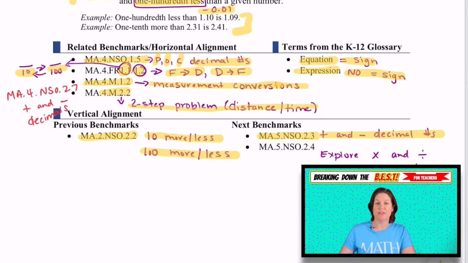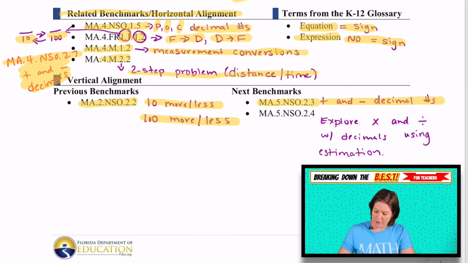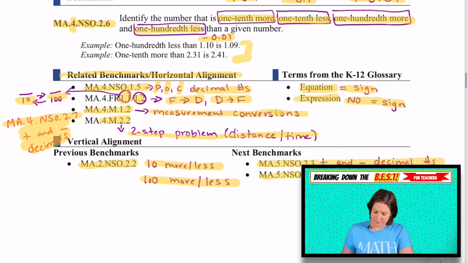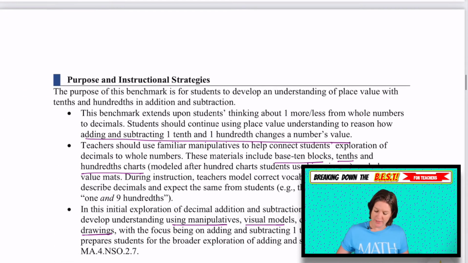I think this is great to point in the direction, this area right here, the related benchmarks. But I wouldn't ever consider that the end all be all. The cool thing about math is that it all kind of connects together. I just would add this one because I really feel like that is a great related horizontal alignment benchmark there. Okay, back to 5th grade. So in 5th grade, we will also move up to exploring multiplication and division with decimals using estimation. Okay, so 1/10 more, 1/10 less, 100th more, 100th less.